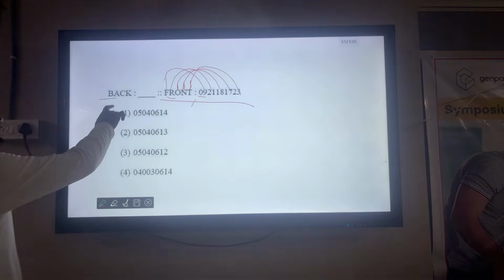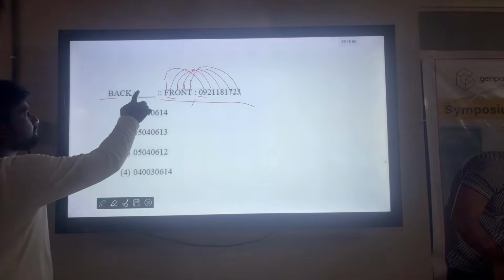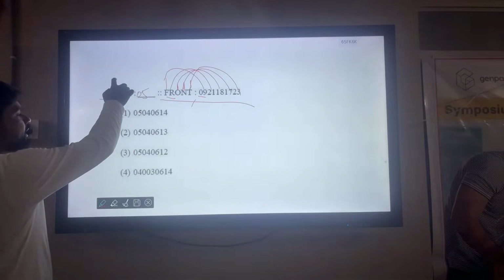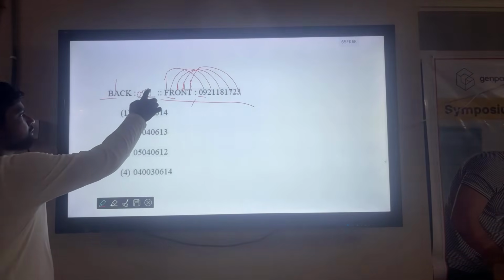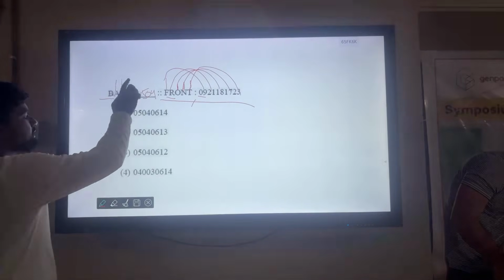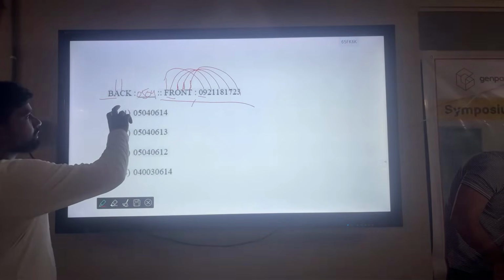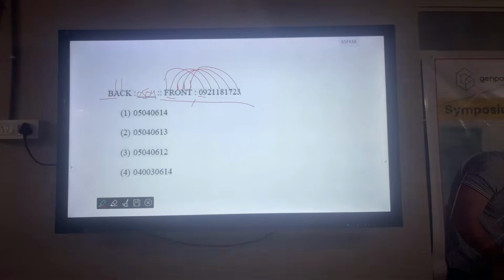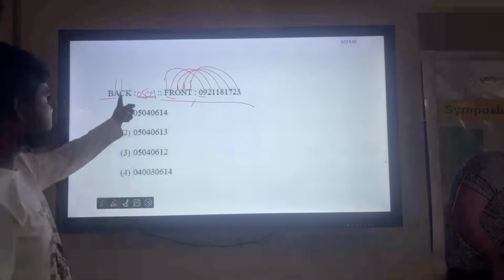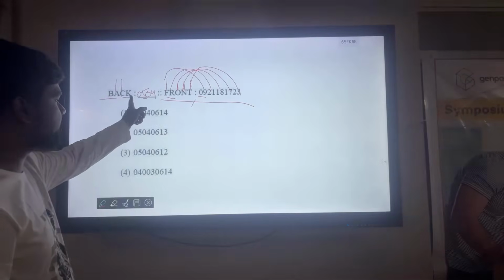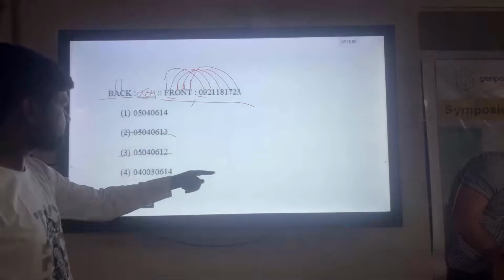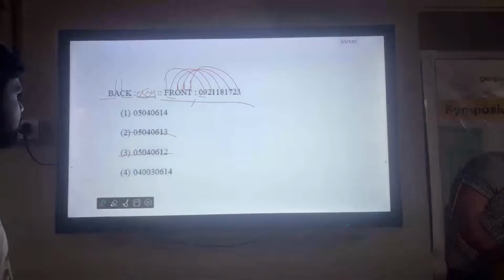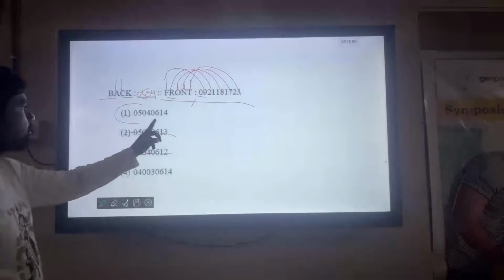What is the B value actually? 2, 2 plus 3 is 5. A value 1, 1 plus 3 is 4. And next C value 3, 3 plus 3 is 6. So what is the answer? Write your answer please. And last K value 11, 11 plus 3 is 14.